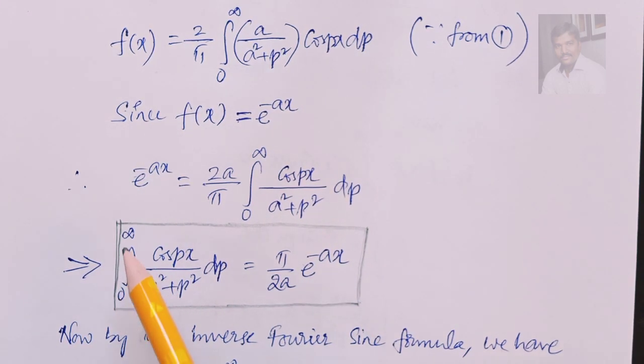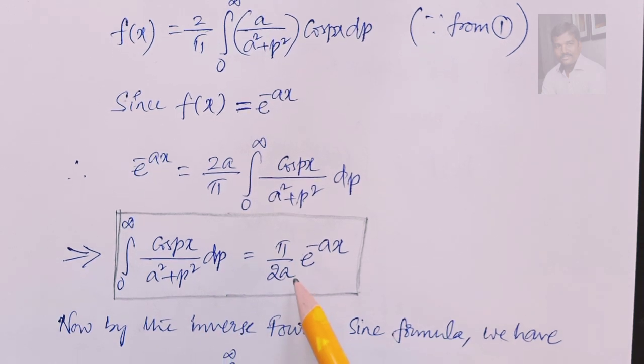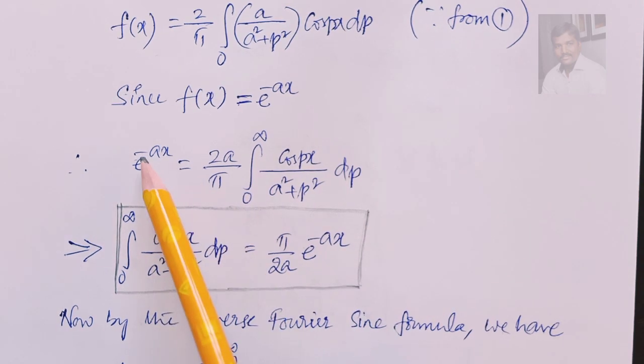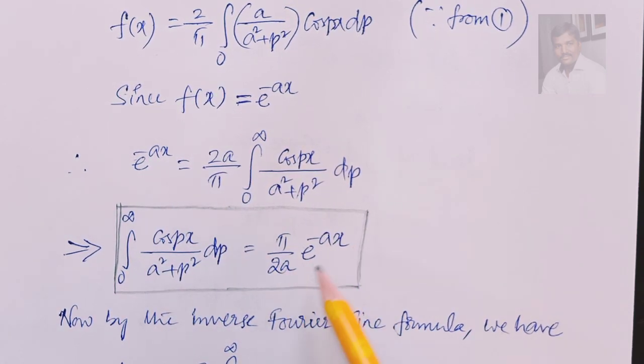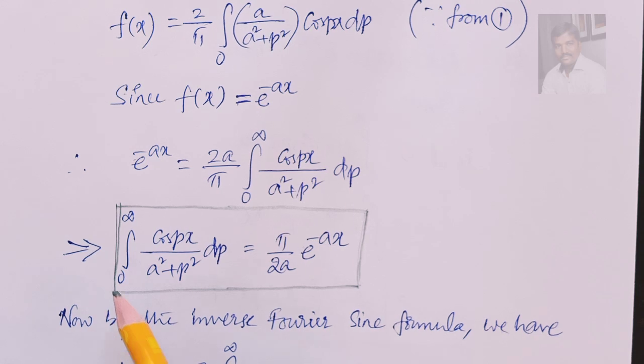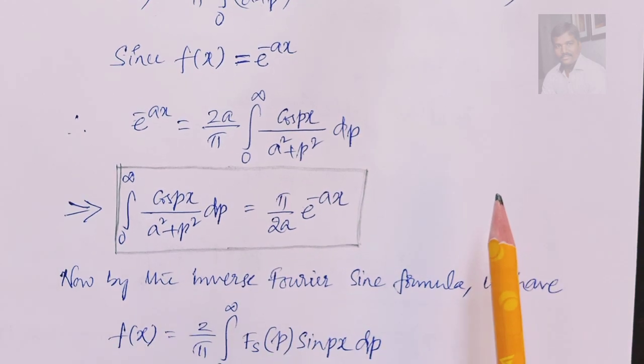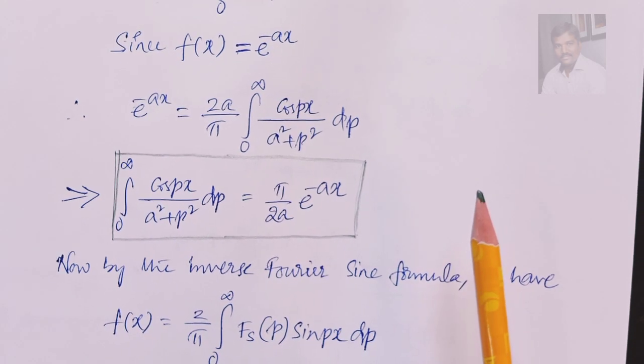So that implies integral 0 to infinity cos px by a square plus p square dp is equal to pi by 2a into e power minus ax. So take this pi to this side. So there I'll get the value of integral 0 to infinity cos px by a square plus p square dp is equal to pi by 2a into e power minus ax.